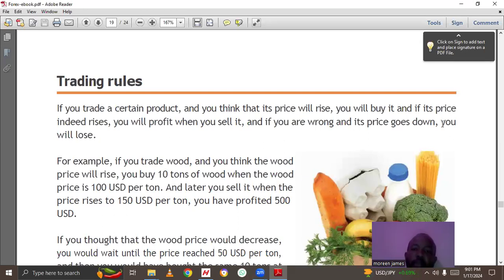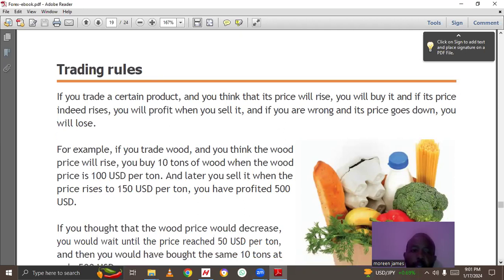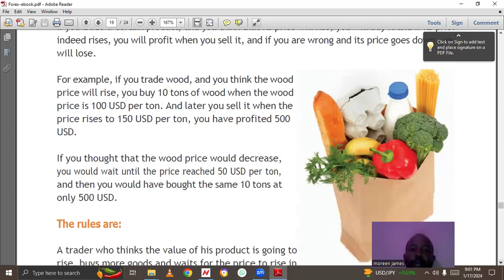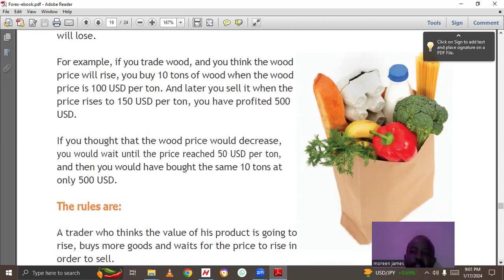And if you are long and its price goes down, you will lose. For example, if you trade wood and you think the wood price will rise, you buy 10 tons of wood. When the wood price is 100 USD per ton, and later you sell it when the price rises to 150 USD per ton, you have profited $500. So basically, if you ask me, how do you make money? Now, that's the most important thing. If you trade wood, you think the wood price will rise, you buy 10 tons of wood. When the wood price is 100 USD per ton, and later you sell it when the price hits 150, you can see 50 times 10, you're making $500 extra. So it's a very, very profitable business if you know what you're doing.